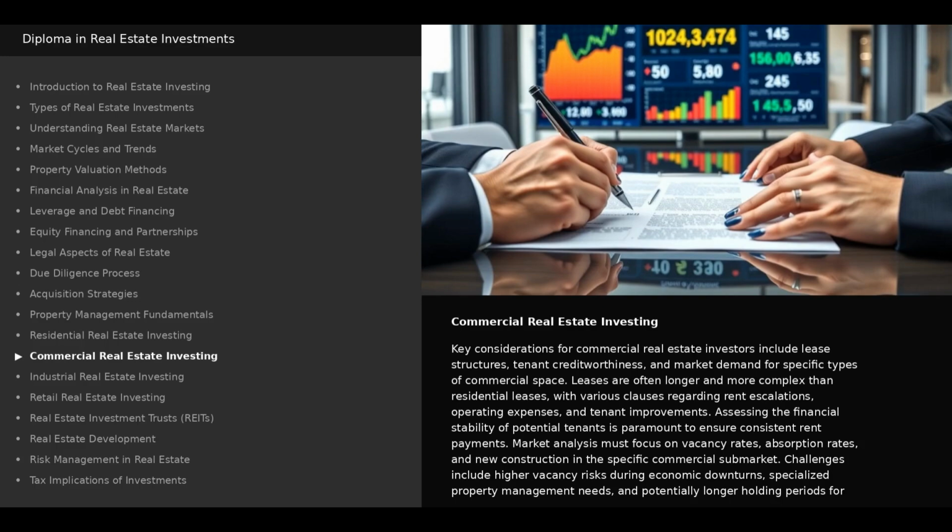Market analysis must focus on vacancy rates, absorption rates, and new construction in the specific commercial submarket. Challenges include higher vacancy risks during economic downturns, specialized property management needs, and potentially longer holding periods for liquidity. Successful CRE investing requires a sophisticated understanding of business economics and strong negotiation skills. Diversification across different commercial property types can help mitigate risk.